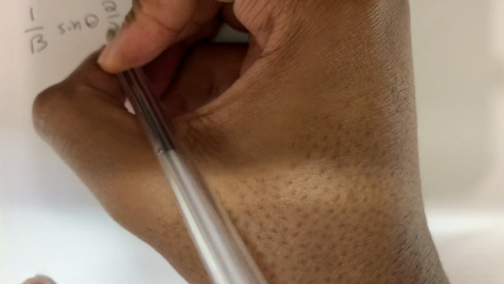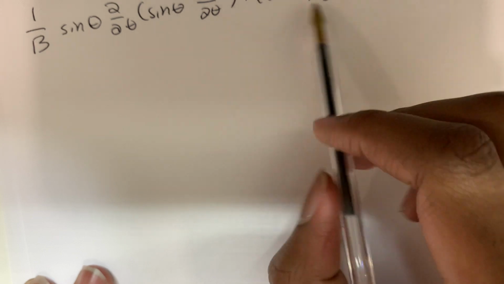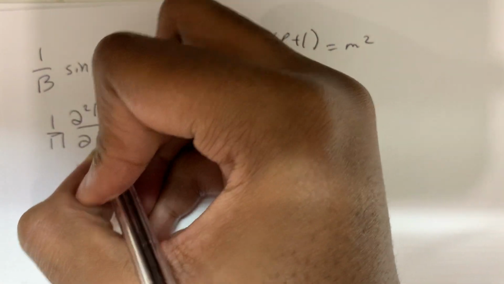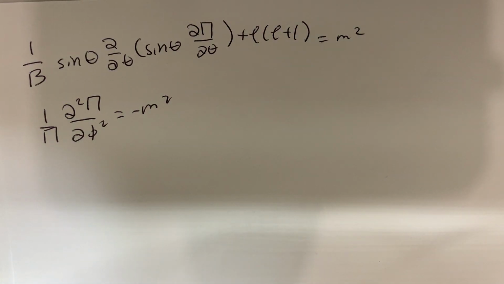This equation is 1 over sine theta, partial of partial theta, of sine theta, partial Theta of partial theta, plus l times l plus 1, equals m squared to solve. Now we also have the equation, 1 over Phi, partial squared Phi with respect to phi, equals minus m squared to solve. This equation is very easy to solve. You want to know this on the first day of DEs.